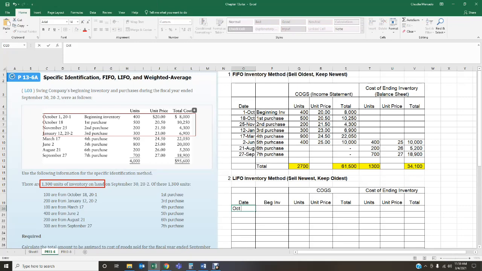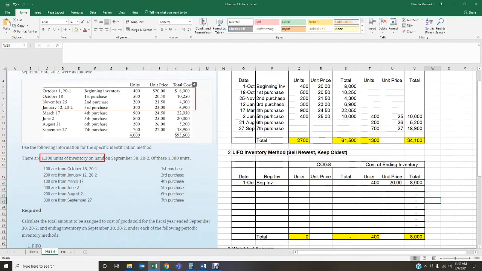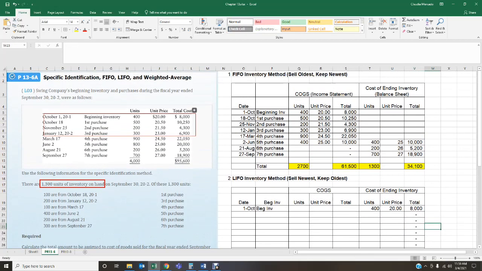Once again, we're going to start with October the 1st. That is your beginning inventory. Now, be very careful. These 400 units you are keeping, because you're keeping those 400 units, that goes in your second set of columns. That goes under your cost of ending inventory. So I'm keeping these 400 units at $20 a piece. So I'm going to multiply. And then that gives me 8,000. I'm just going to run the formula down. That way I don't have to worry about it. So I'm keeping those.